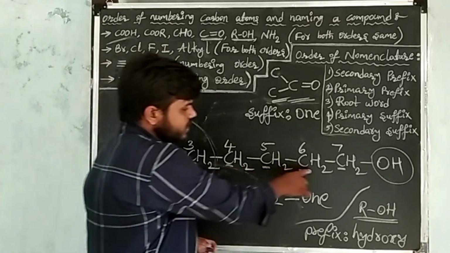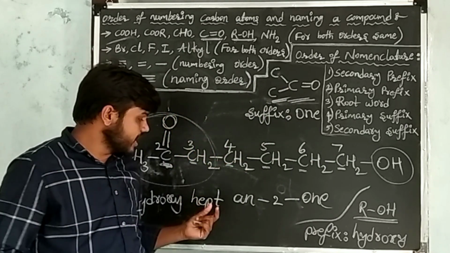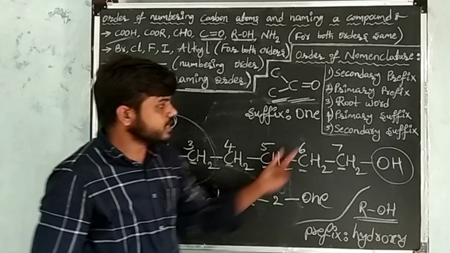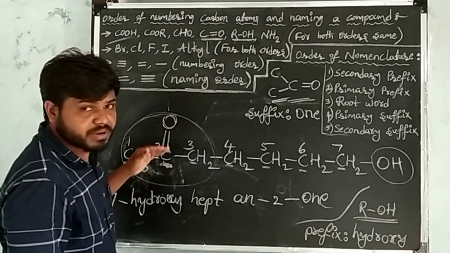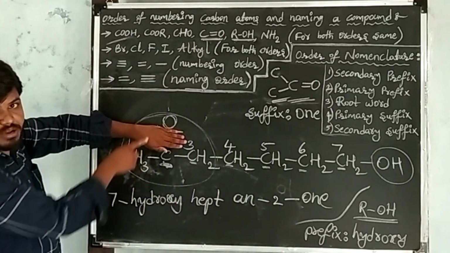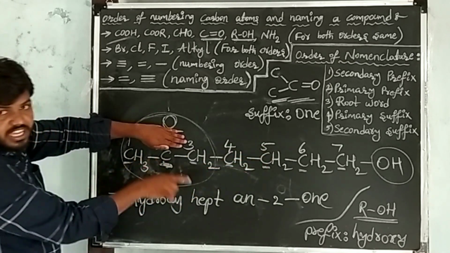1, 2, 3, 4, 5, 6, 7. Okay, in the given carbon compound 7 carbon atoms are there. I written root word of 7 carbon atoms, that is hept. Root word completed. Then go to the primary suffix. Okay, primary suffixes are single bonds, double bonds, triple bonds. Except this double bond with oxygen, which means it is ketone. Okay, leave this. Remaining all are single bonds.